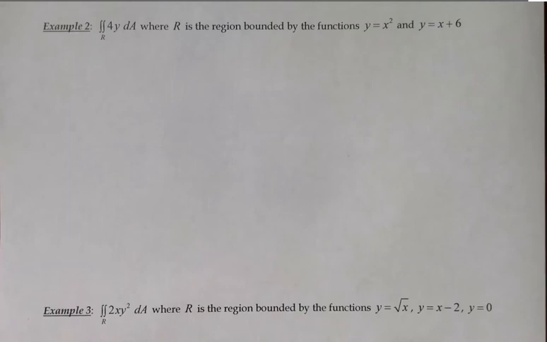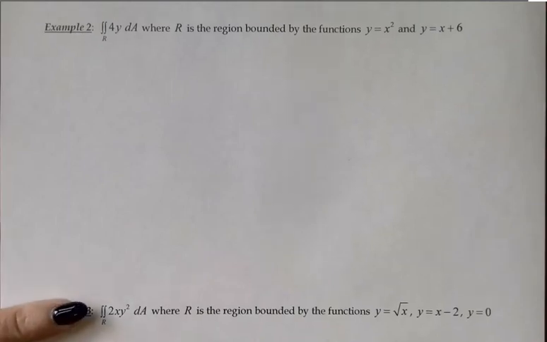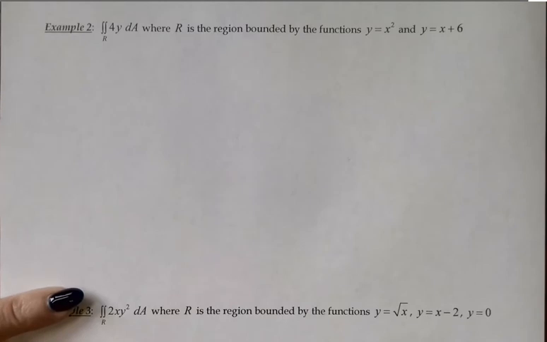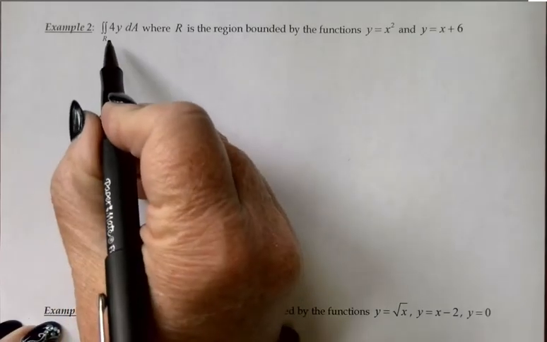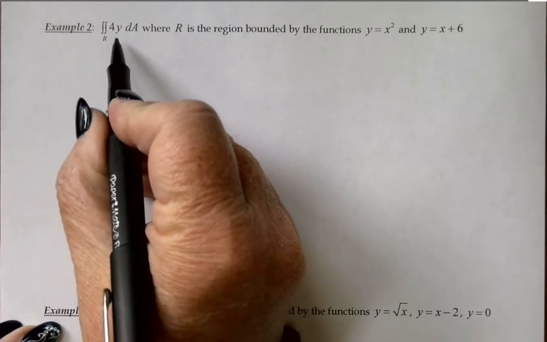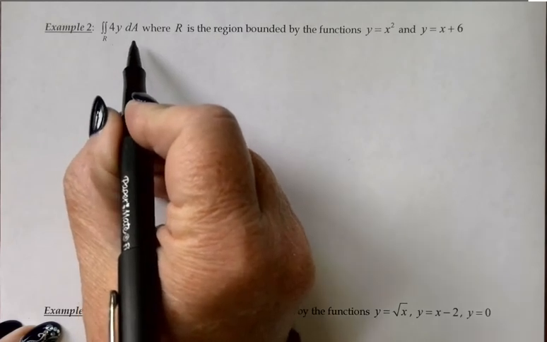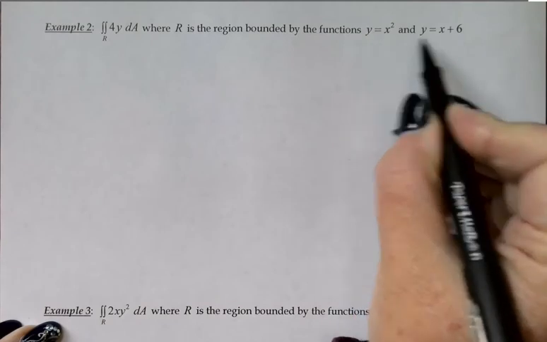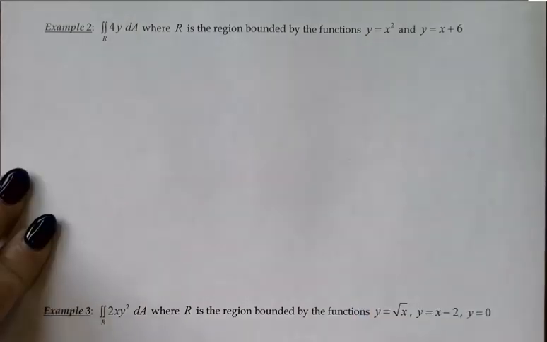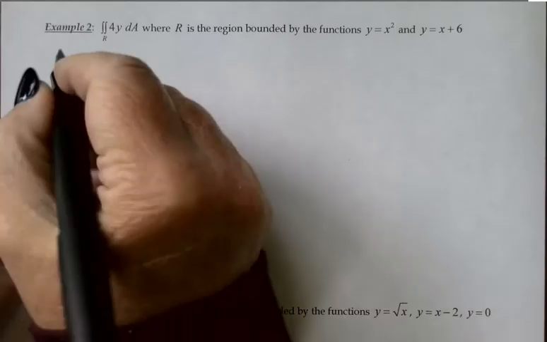This is section 13.2, part B. We'll continue to set up and evaluate some double integrals. And in example 2, we're being asked to integrate the function 4y dA over the region R bounded by a couple of specific functions. So I'm going to start by getting a picture of this.